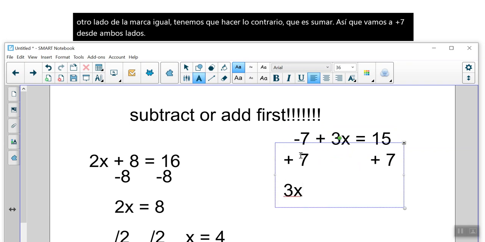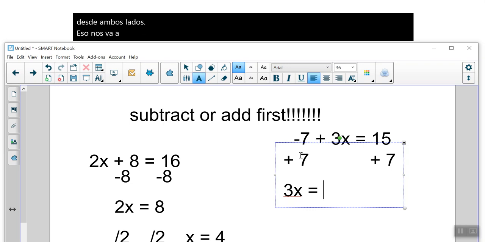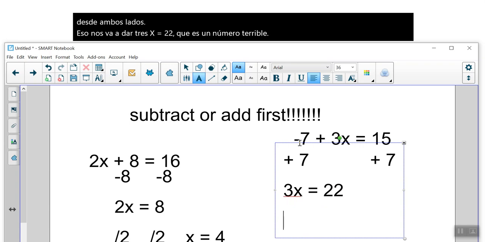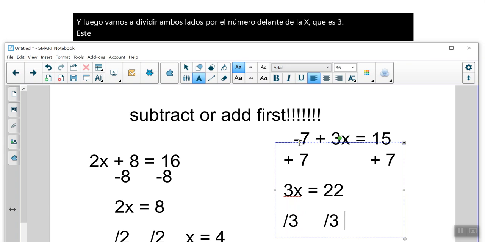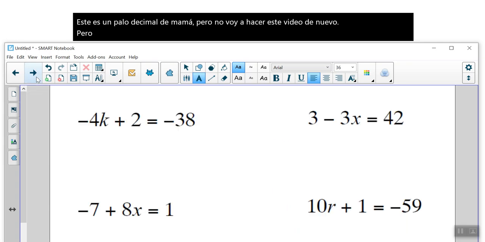That's going to give us 3x equals 22, which is a terrible number. And then we're going to divide both sides by the number in front of the x, which is 3. This is a decimal. It's my mistake, but I'm not making this video again. But it's the same steps over and over again.